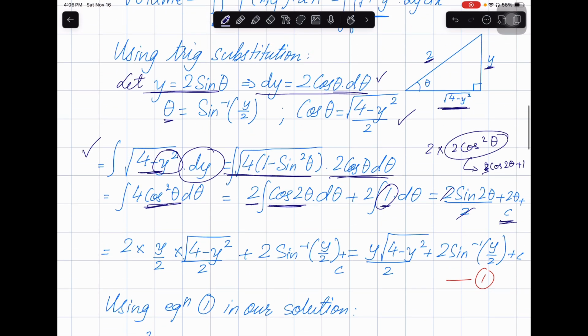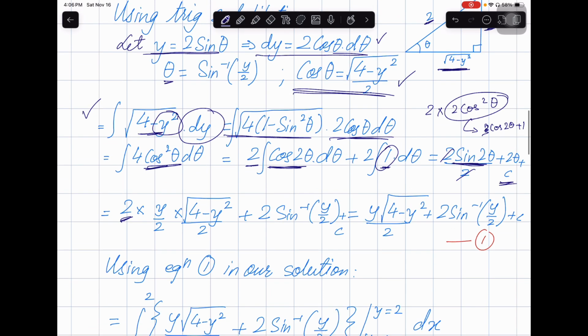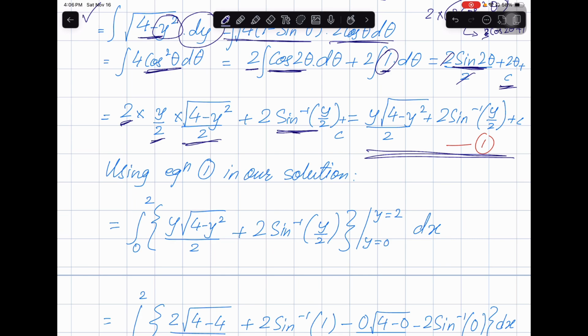Again, since we were given this question in the form of y, we have to take theta back to y. So that's exactly what I'm doing here. Sine 2 theta is 2 cos theta sine theta. And yes, we now have to use the value of cos theta. So 2 times sine theta, which is y over 2, times cos theta, which is 4 minus y square under root divided by 2, plus 2 theta. So the value of theta is this, plus c again, and you further simplify it and you get equation 1. That's important for us, using equation 1 in our solution.